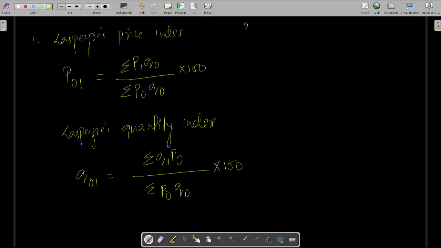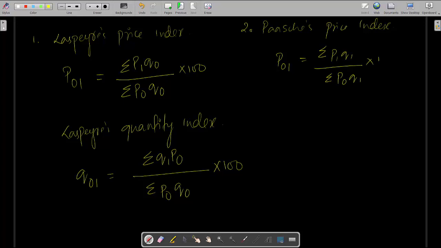Now let's learn the second one, that is Paasche's. The second one is Paasche's Price Index. Under this as well, we will be learning two formulas, to calculate Paasche's Price Index and Paasche's Quantity Index. Let's write the formula first. P01 is equal to sigma P1 Q1 divided by sigma P0 Q1 into 100. This is Paasche's Price Index formula.